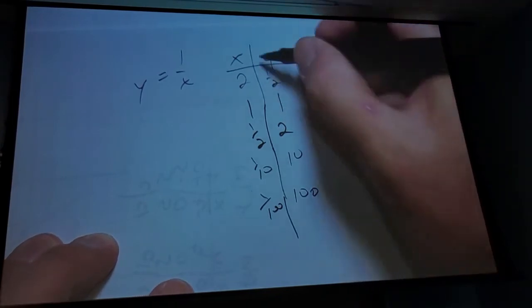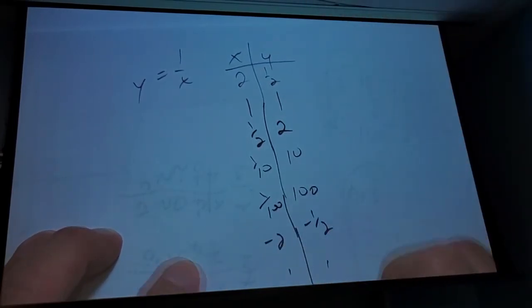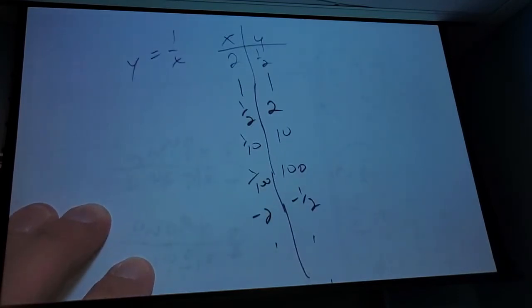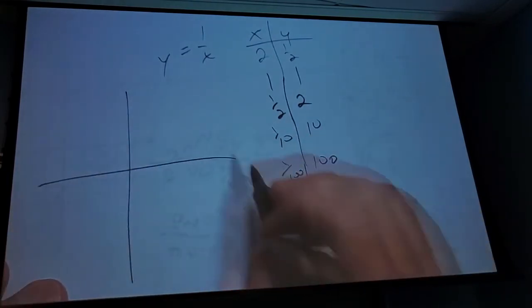And then all the negatives also. So if I put in there a -2, I get -1/2 and so forth. Is that cool? If I put negative numbers in, I just get the negative outputs, right? So look what this looks like. 2 is 1/2.